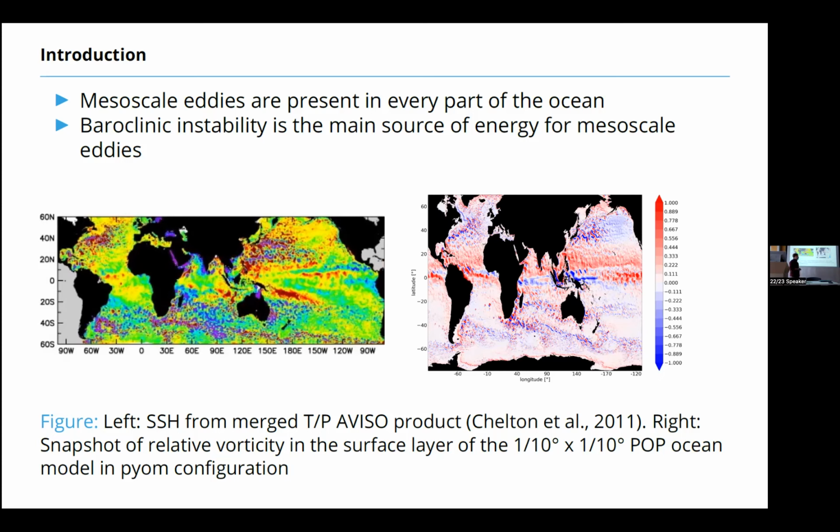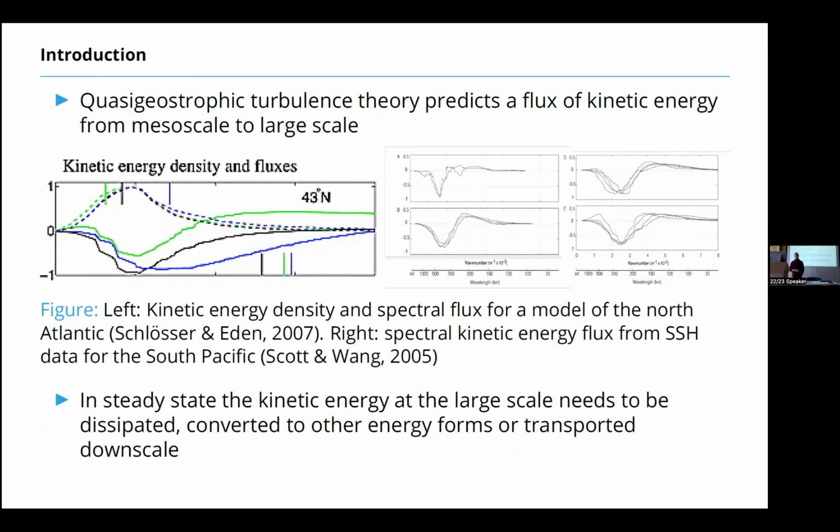And yeah, the next important thing to say is about an inverse cascade of their kinetic energy, so it fluxes to the larger scales. That is also a robust feature, can be seen on the left for the North Atlantic, and also in observations of SSH data here on the right.